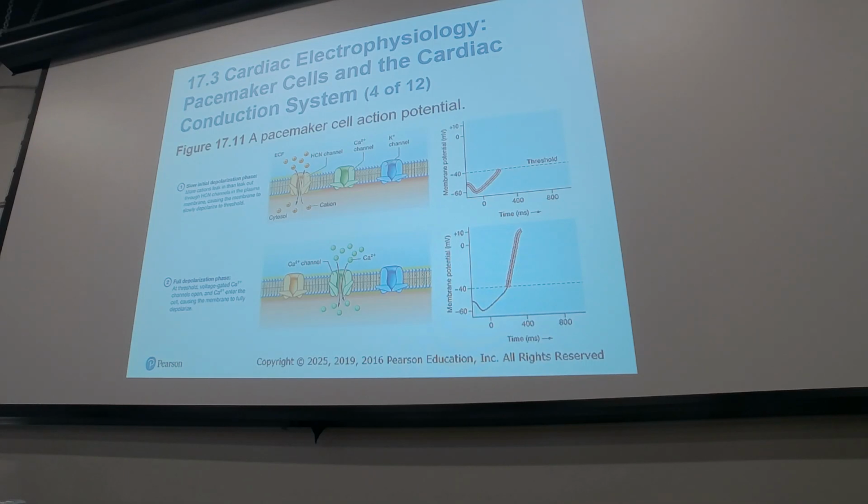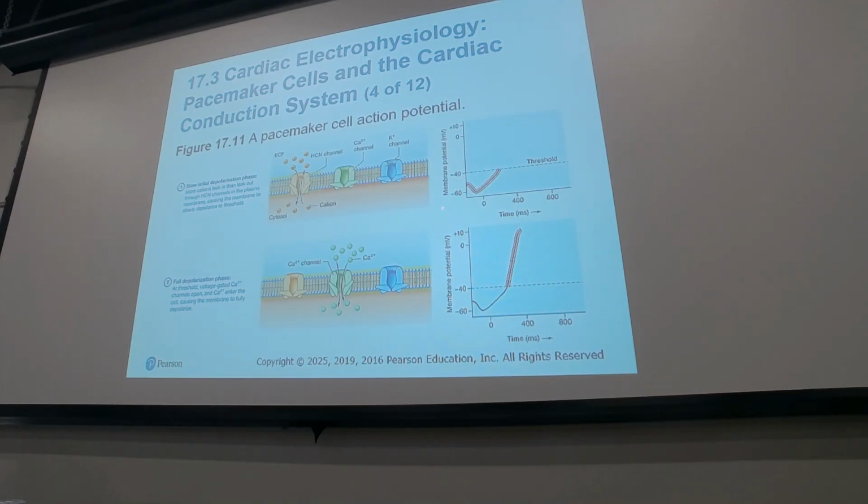So that will open your calcium channels once you reach the threshold, and extracellular calcium will come in, and that will lead to the full depolarization phase. So from minus 42 to plus 10 millivolts.